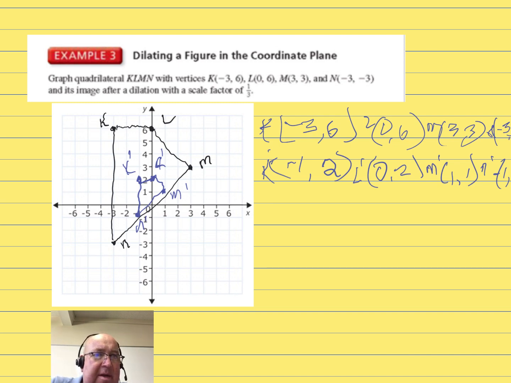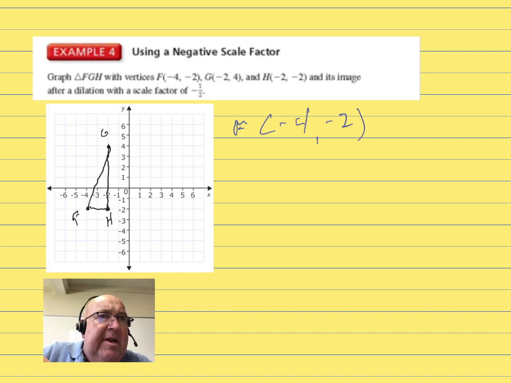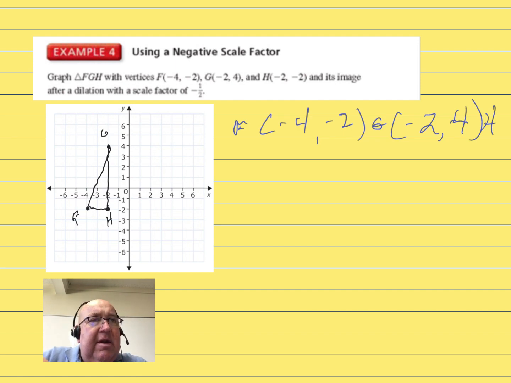Alright. Going on. Our factor is going to be negative on this one. So we have a triangle. F is -4, -2. G is -2, 4. And H is -2, -2. We're going to be shrinking it because it's less than 1. And we're going to be moving it because of the negative.